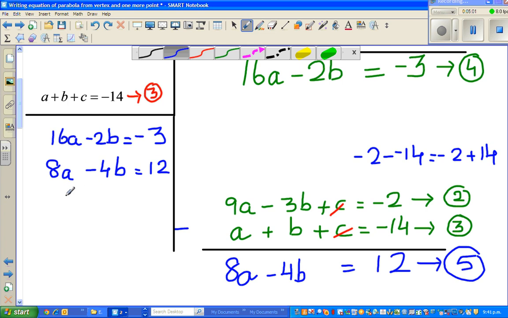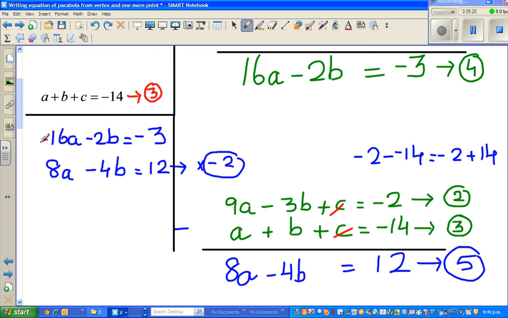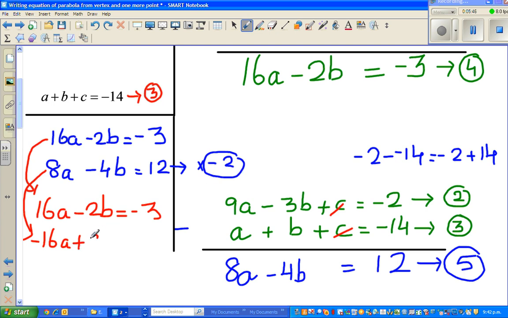Okay, so I can't cancel this. So what can I do? I'm going to multiply the whole equation by negative 2. So what's going to happen now? I'm going to rewrite this again as 16a minus 2b is equal to negative 3. And this I'm going to rewrite in a different form. This is 8a times negative 2 is minus 16a. This is minus 4b times minus 2 is plus 8b, is equal to minus 24.